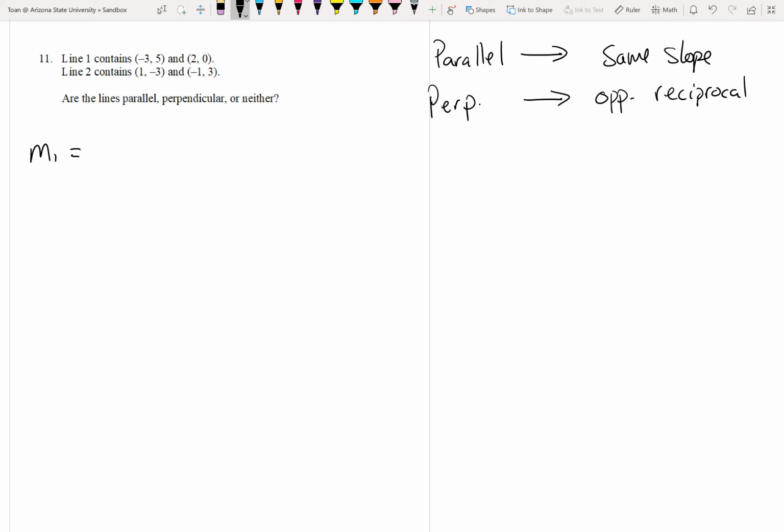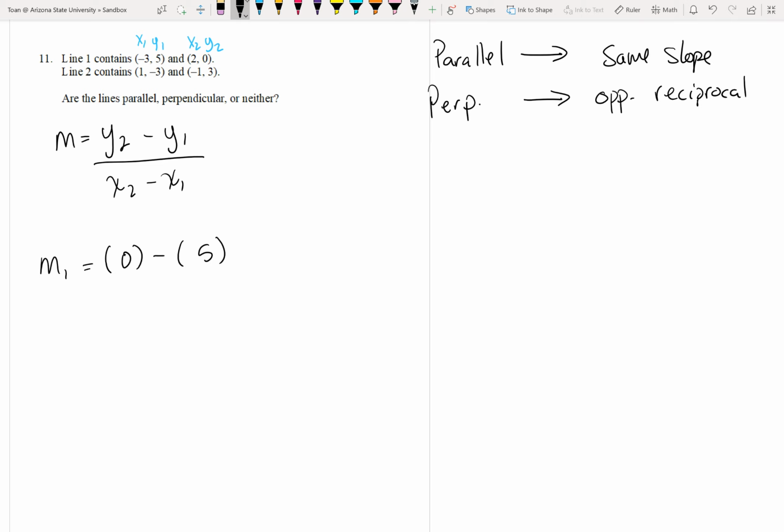Since they gave us 2 points, and we want to analyze slopes, this is an application of the slope formula again. To refresh your memories, the slope formula is y sub 2 minus y sub 1 over x sub 2 minus x sub 1. Let's do the slope formula for line 1, and let's just go in order. So for line 1, y sub 2 is 0 minus y sub 1 is 5, over x sub 2 is 2 minus x sub 1 is negative 3. And then you just do math. So that gives you negative 5 over 5, which gives you negative 1.